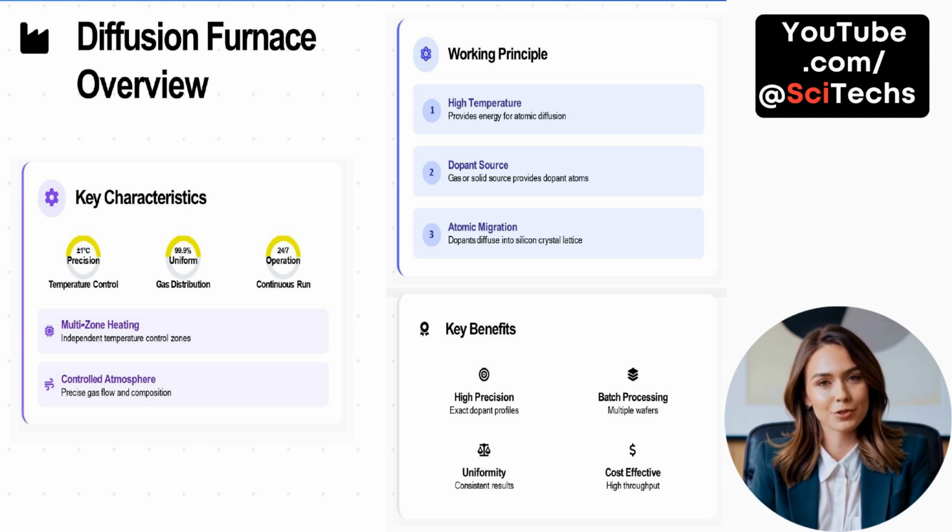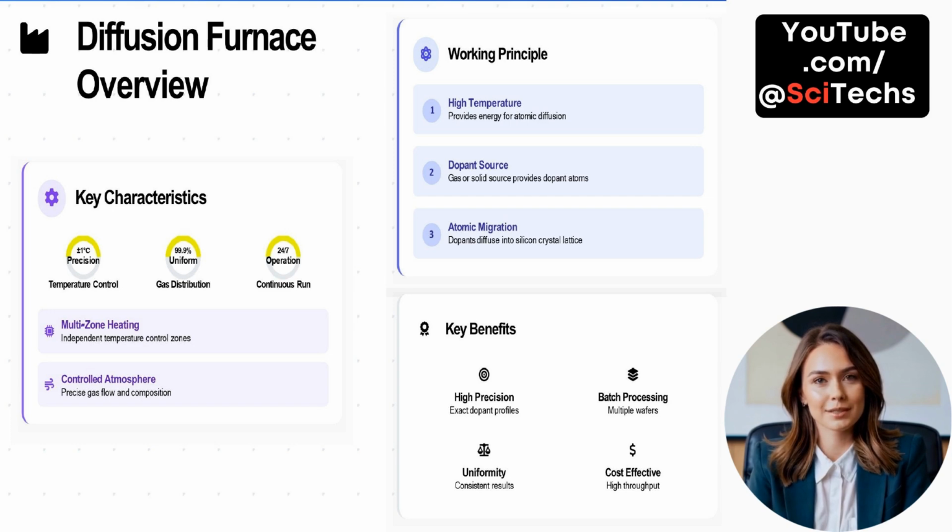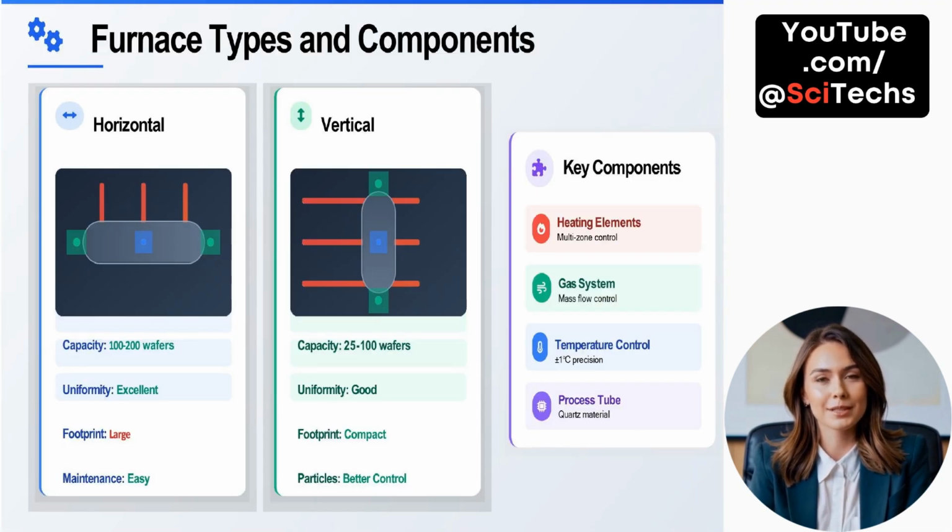Overall, the benefits of diffusion furnaces include high precision, batch processing capabilities, excellent uniformity, and cost-effectiveness through high wafer throughput and repeatable performance. Furnace types and components. Diffusion furnaces come in 2 main configurations, horizontal and vertical, each with distinct advantages.